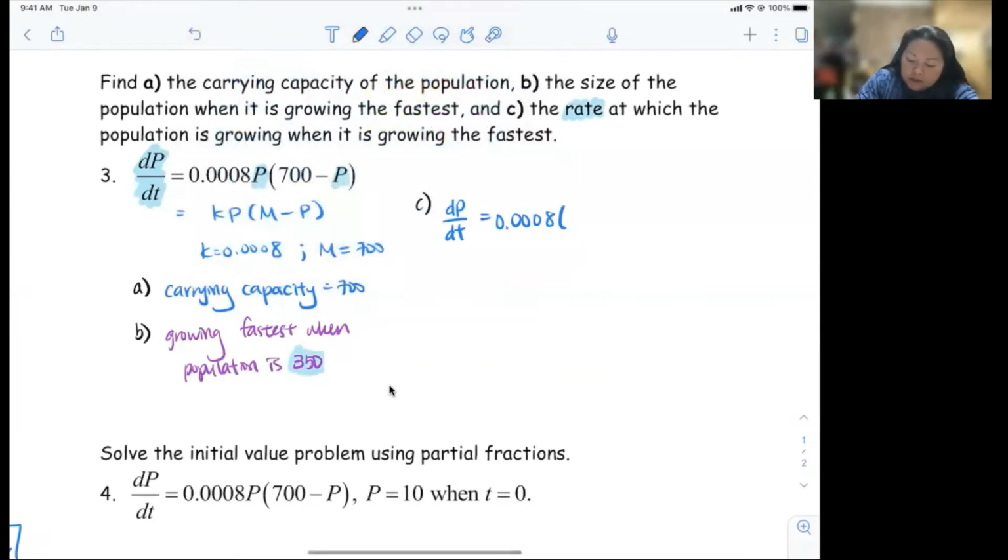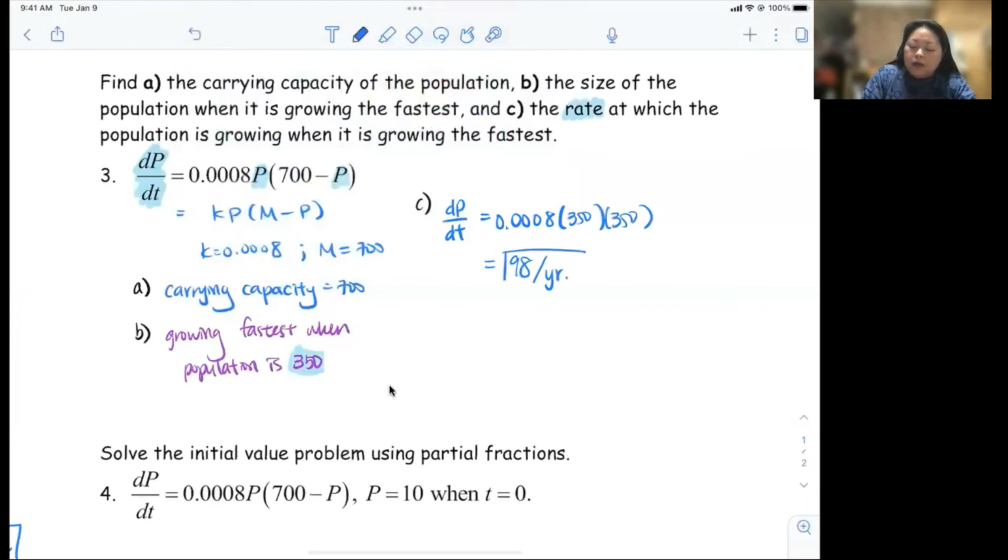0.0008 times 350, because that's your population right now, and then 700 minus 350 is another 350. So yes, you need to use a calculator for this and punch it all in. I'm going to really quickly grab my calculator and enter 0.0008. Don't forget to keep your decimals and keep your zeros. So you get 98. 98 what? 98, again, horses, bunnies, whatever, per year.